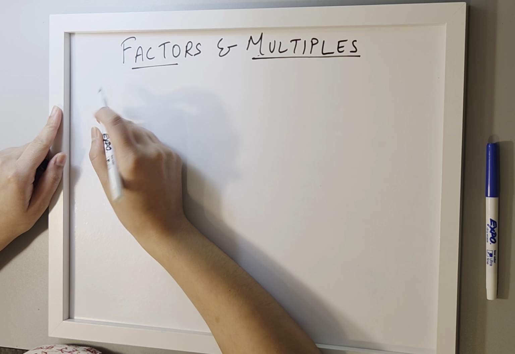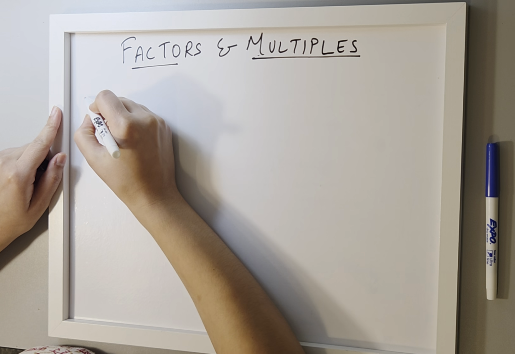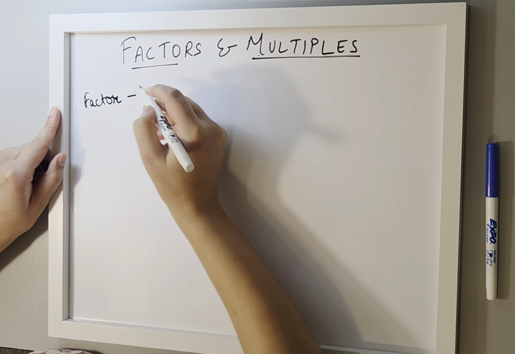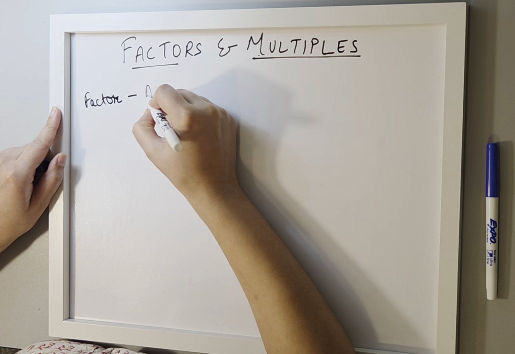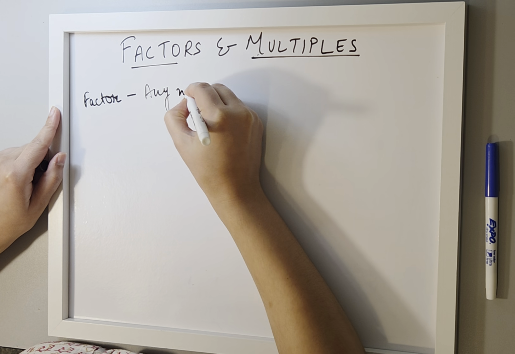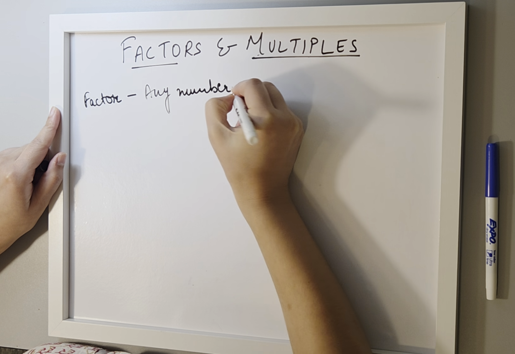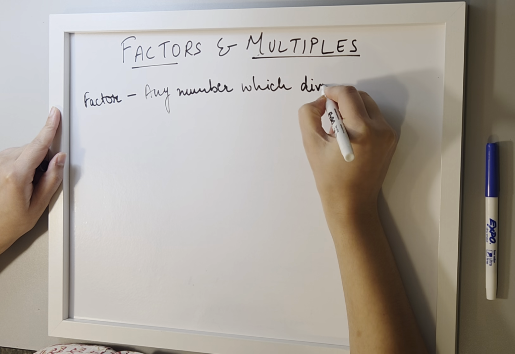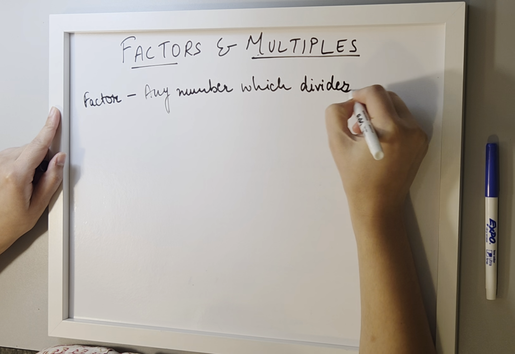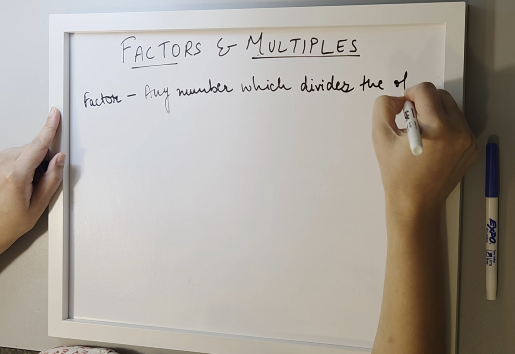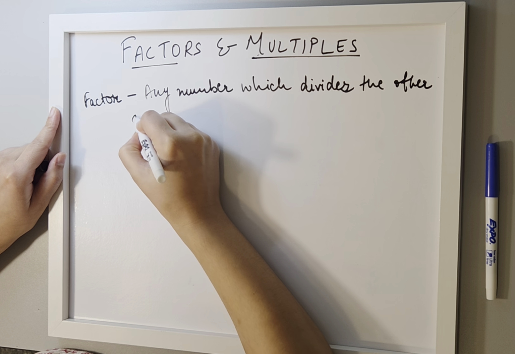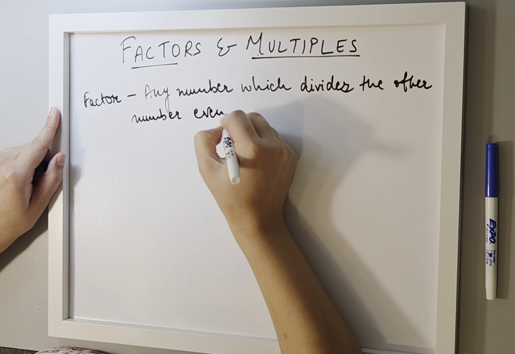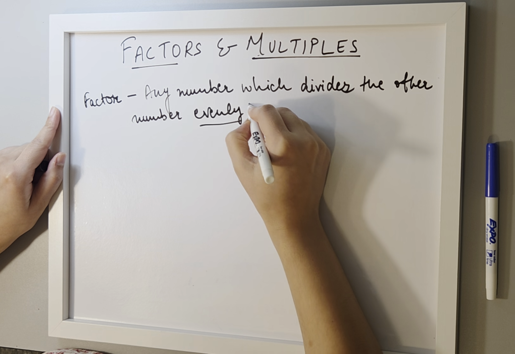So a factor, you can say, is any number which divides the other number evenly. Now what does evenly mean?